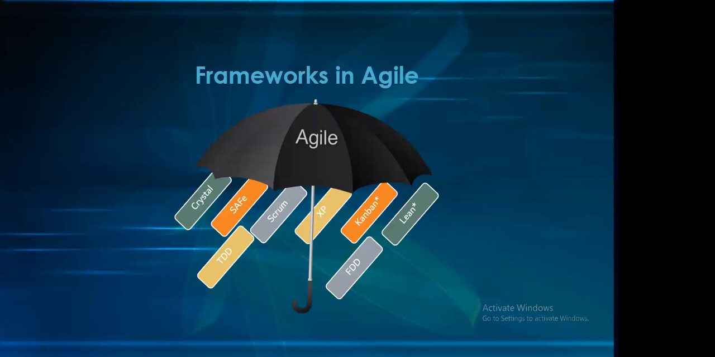Another one is Safe. Safe is scaled agile. So we're just doing agile in a scaled way. We'll explain this later. Then XP, Extreme Programming, Kanban. A lot of companies use Kanban. Those are people that probably don't want to break any of their execution. They just keep going.